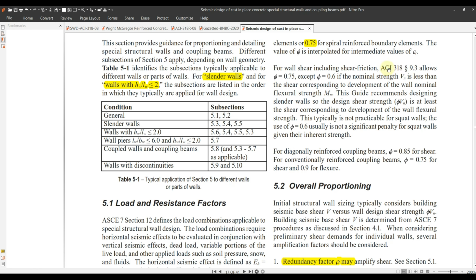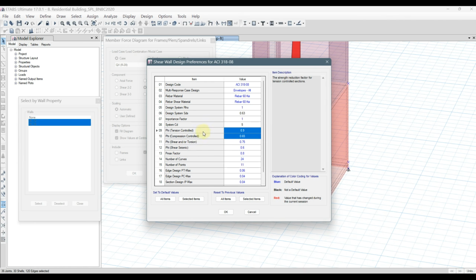ACI 318 and BNBC allow phi equals 0.75, except phi equals 0.6 if the nominal shear strength Vn is less than the shear corresponding to development of the wall nominal flexural strength, Mn. This is a very important topic here. We will discuss this in detail when we design our structural shear wall. But let me show you that item from the design preference.